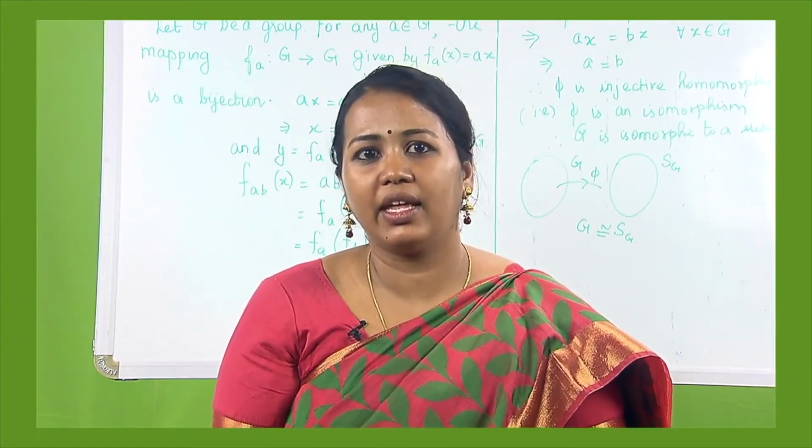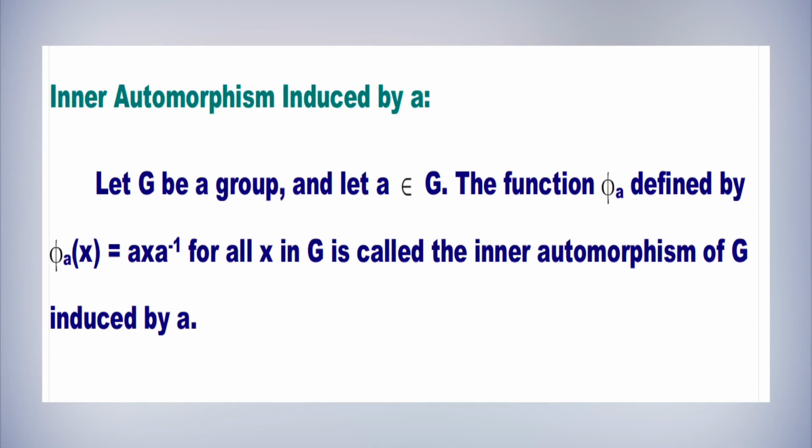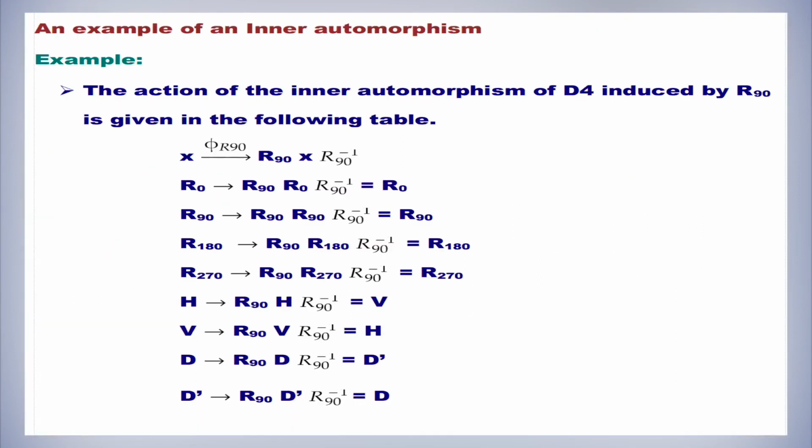Now, let us see the inner automorphism induced by a. The definition: let G be a group and let a belongs to G. The function phi_a defined by phi_a(x) = a x a^(-1) for all x in G is called the inner automorphism of G induced by a. An example of an inner automorphism is the action of the inner automorphism of D4 induced by R90, given in the following table.